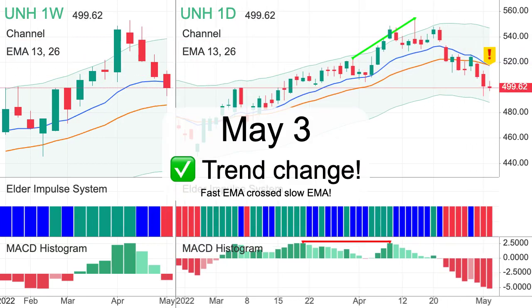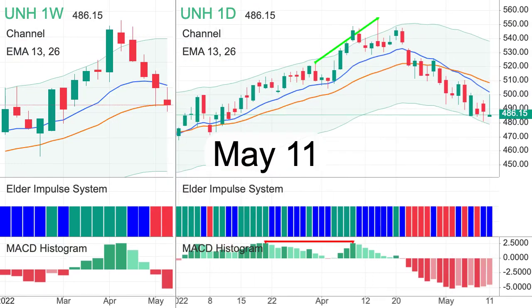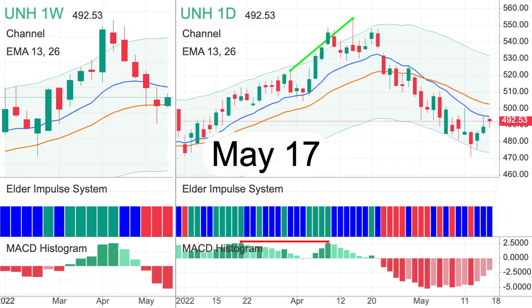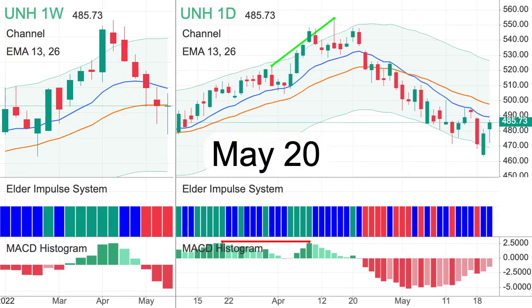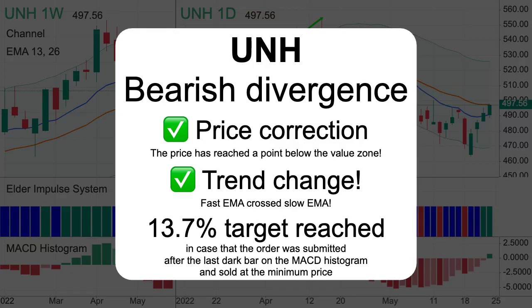Fast EMA crossed slow EMA. MACD histogram crossed the zero line. 13.7% target reached.